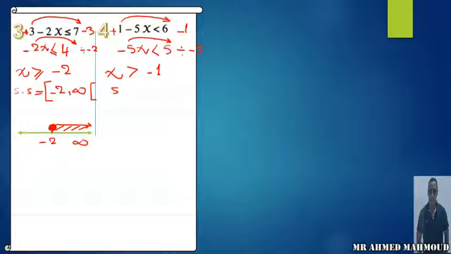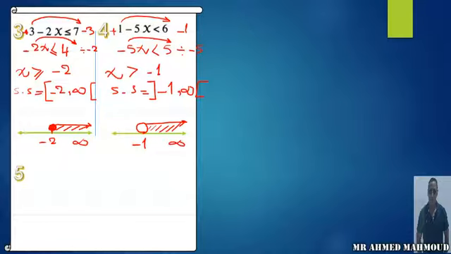Then the solution set equals from negative 1 to infinity. Here negative 1 is open because there isn't any equal sign, and infinity of course is open forever. Okay, the representation on the number line will be like this: negative 1 open and infinity.